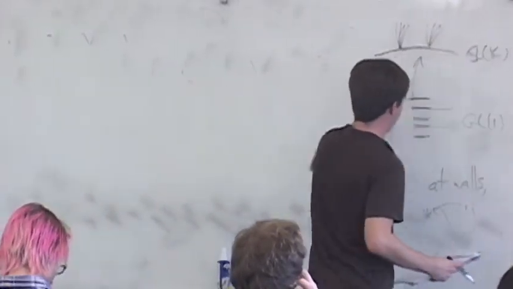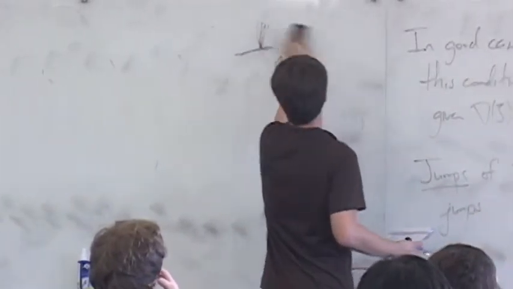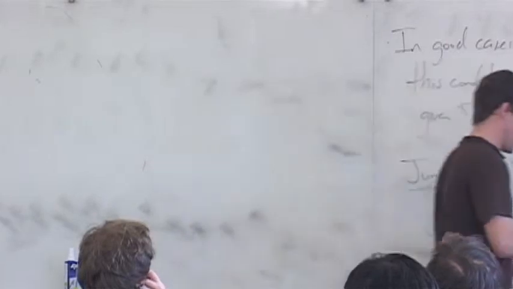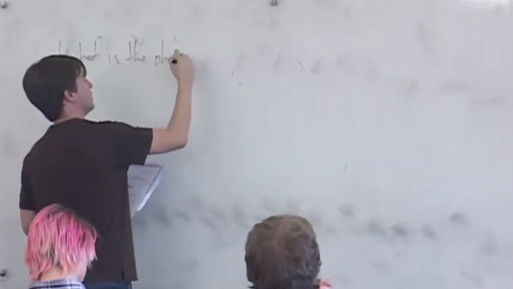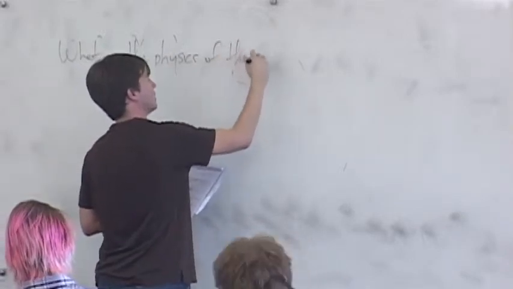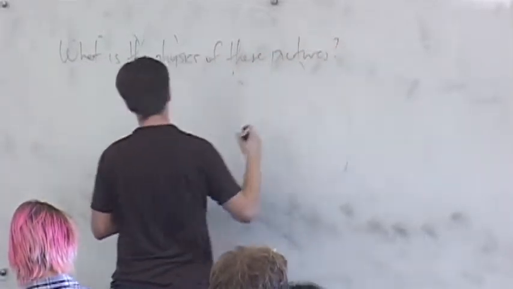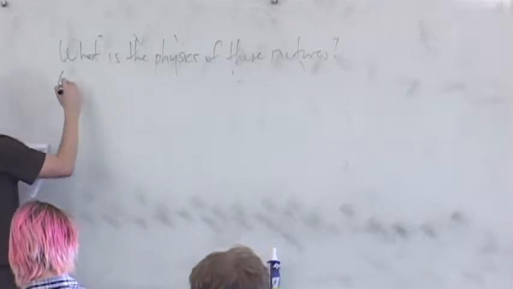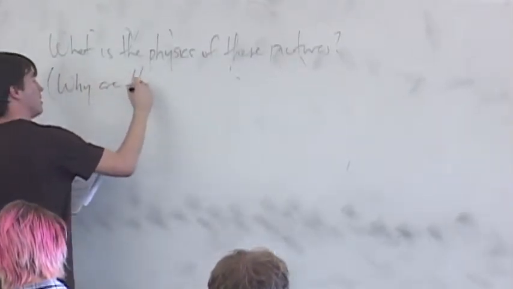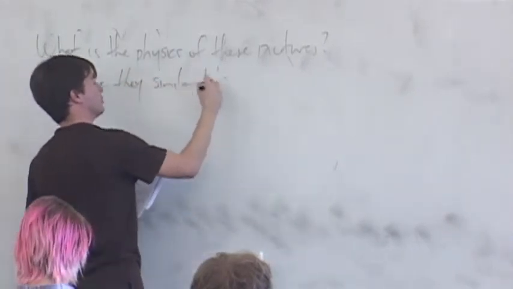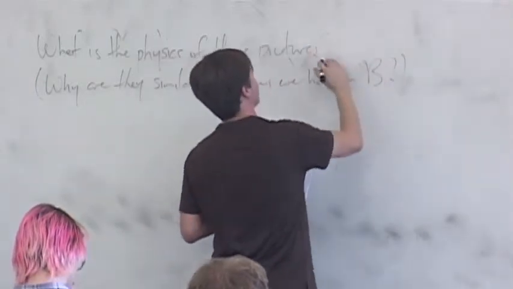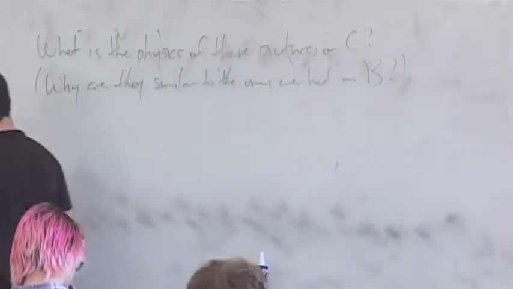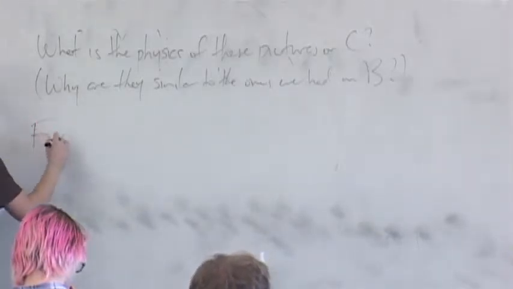So now I want to try to say the physical interpretation of this story. Question one, if you like, is what is the physics of these pictures? And a closely related question, why are they similar to the ones we had on the Hitchin base? So these are pictures on the Riemann surface. Why are they similar to the ones we had on the Hitchin base?